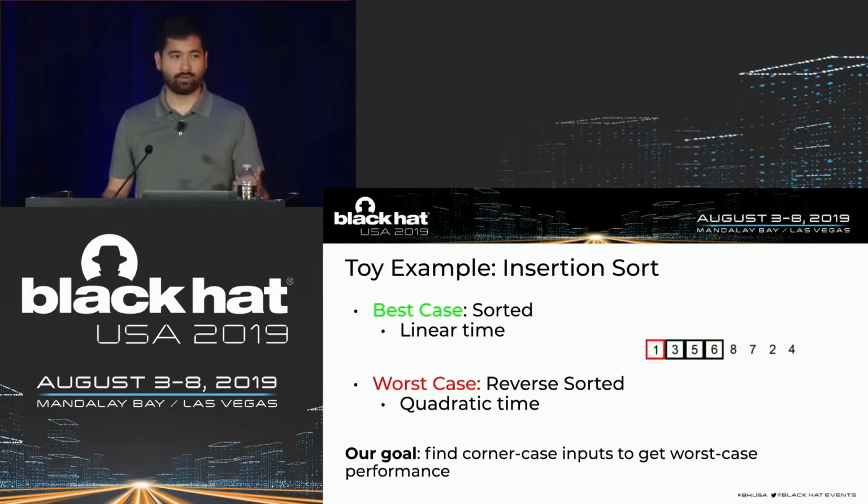This is kind of a silly toy example. There are way better sorting algorithms, but it gives you the idea of what Nathan and I were hunting. We're trying to find these corner case inputs that generate the worst case performance for some back-end algorithm. And I'll note here that a lot of the ways that we typically use for exploring input space, like fuzzing, don't necessarily find these kinds of inputs.